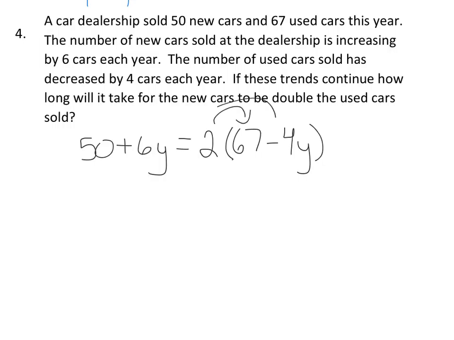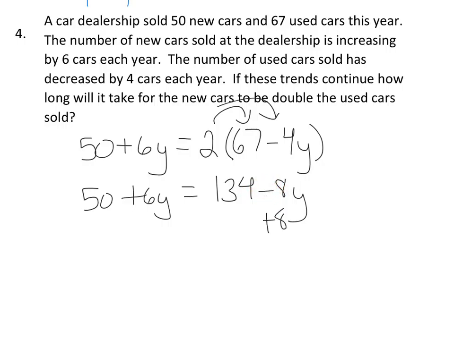So distribute out the 2. Copy this down. Okay, so 2 times 67, 134. I'm going to double check that to be safe. Yep. 134 minus 8y. Now this is where another tricky example. So what do you think is smaller, 6y or negative 8y? See, that's what you have to remember. It's the negative. Anytime you see that, just add it over.